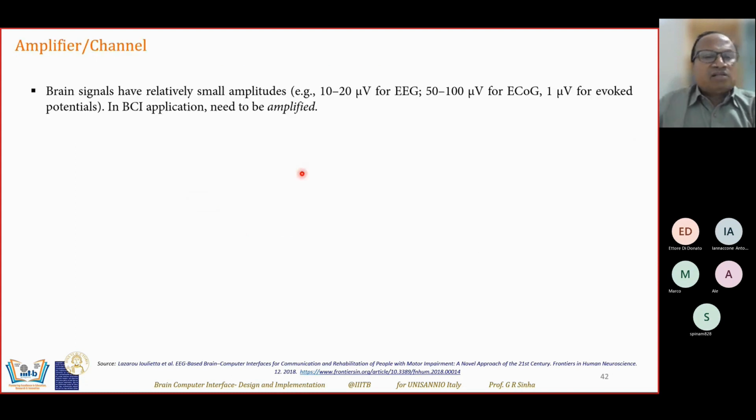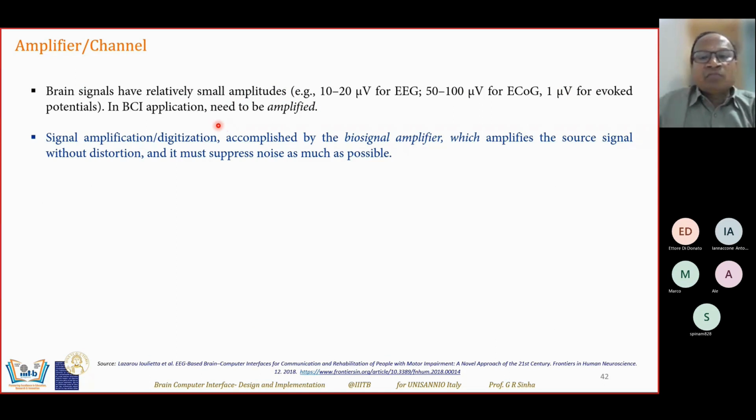Amplifier in the channel. Brain signals have relatively small amplitudes. The amplitude range for EEG is generally 10 to 20 microvolt, 50 to 100 microvolt for ECoG, and around 1 microvolt for evoked potential. And in BCI applications, therefore, all these small amplitudes need to be amplified. Then only can we have a proper interpretation. So I think we have already talked about the biosignal amplifier. Sometimes the amplifier is separated from the ADC, and sometimes it is combined with digitization also.